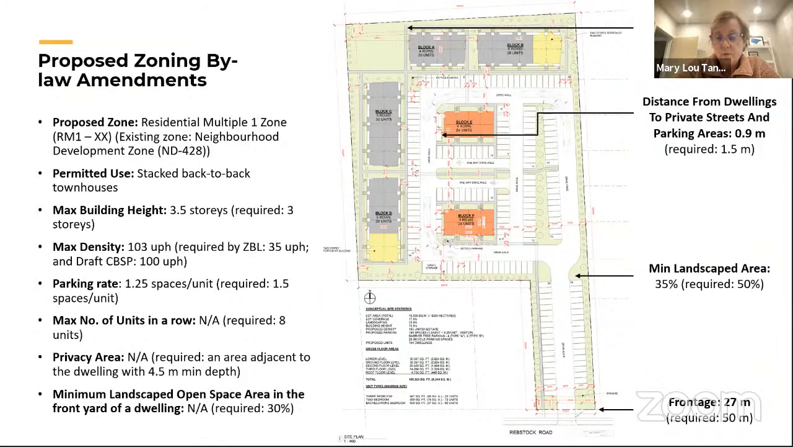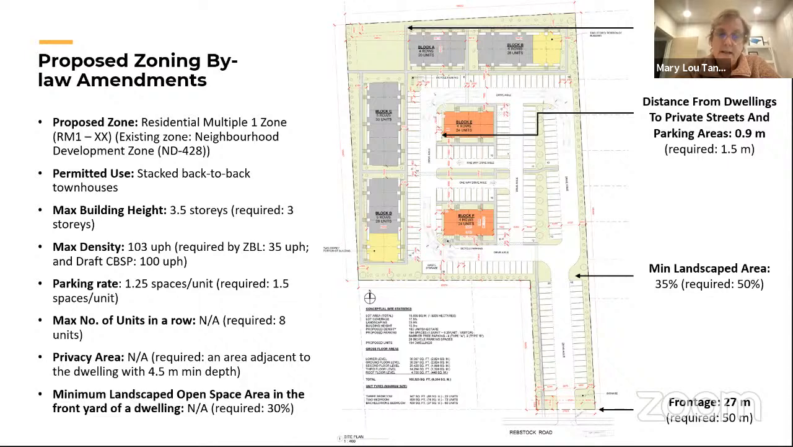The required frontage, which is in the bottom right-hand corner of this slide, is 50 meters, and we are providing 27 meters. And that is simply the property configuration and the access to Rebstock Road. But that 27-meter frontage does provide us with the ability to provide landscaping, a driveway, rows of parking, and that sidewalk that I spoke about that provides people pedestrian access to Rebstock Road.